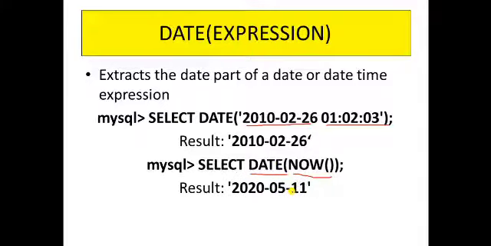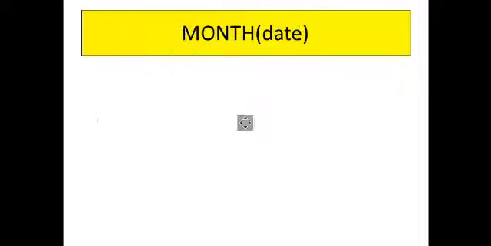I had executed this query yesterday. So what is it doing? It is giving yesterday's date. Whenever you execute this query, whatever the date is, it will extract that date from the date and time parameter. I hope it is clear to you.